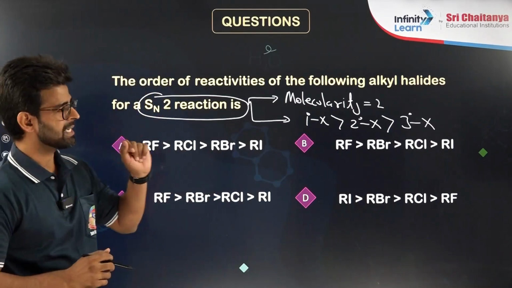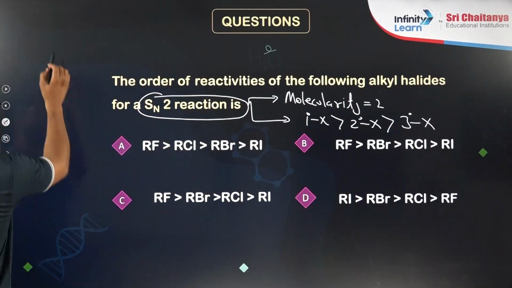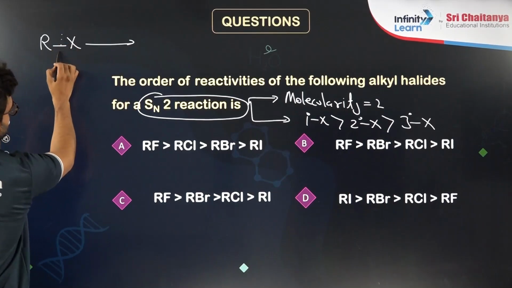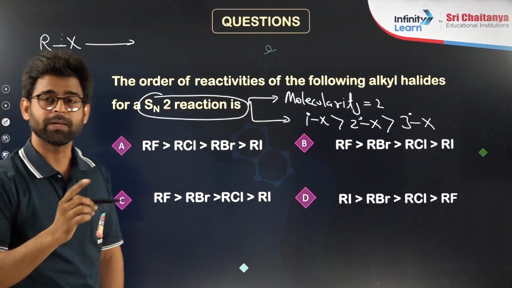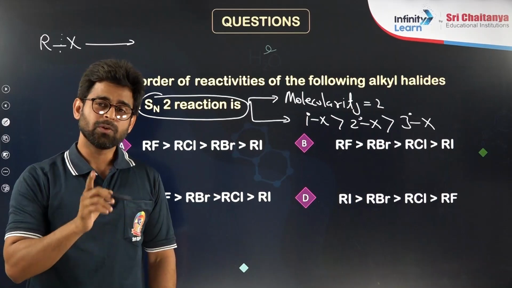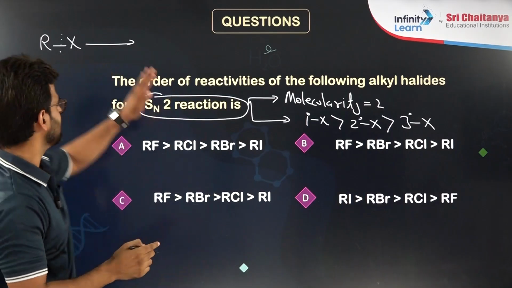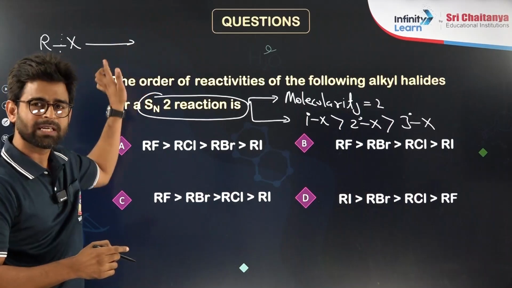Now the next thing is the leaving group. Rx will leave from here, right? This bond will break, right? This bond will break, right? So better the leaving group, easier the reaction. If this will leave easily, then the new nucleophile can come.